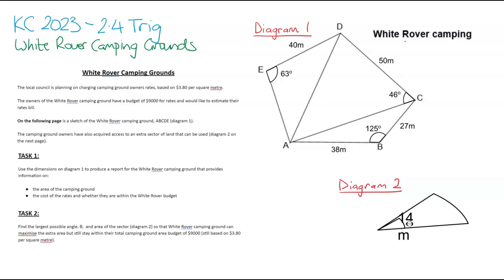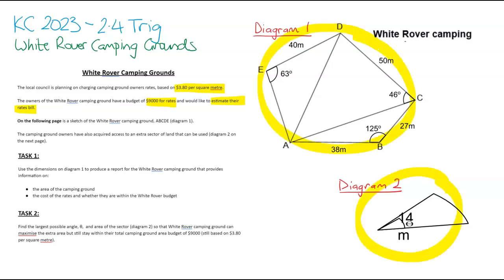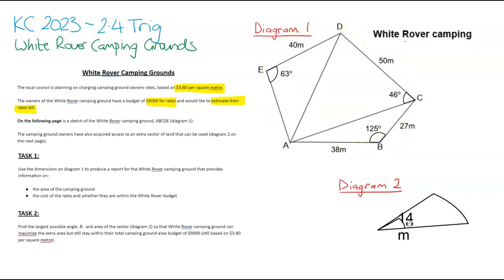So the context of the question, the first bit of information that was really useful, $3.80 per square meter. So that means if you have the area of a shape, you'll be able to convert it to dollars using that rate. We've been told they've got a budget of $9,000 for rates, and we're looking to estimate their bill. So I'm assuming we need to find the area of whatever shape, and then find out what their bill will be as a result.